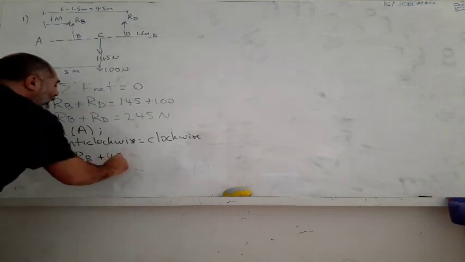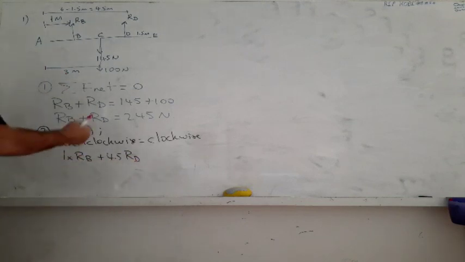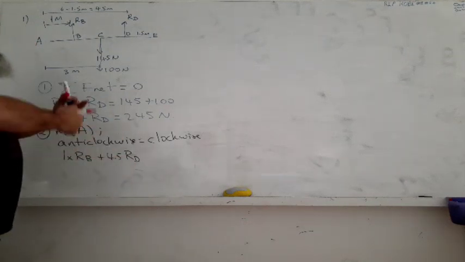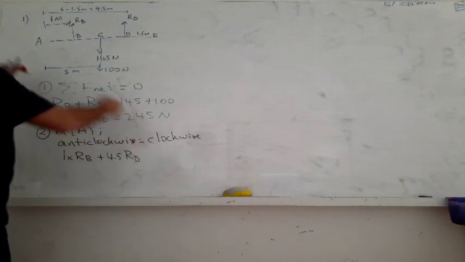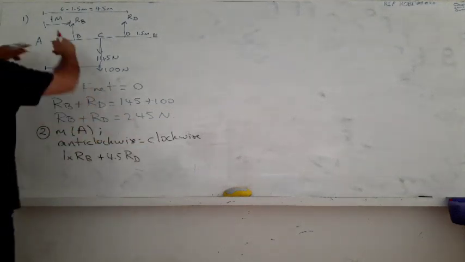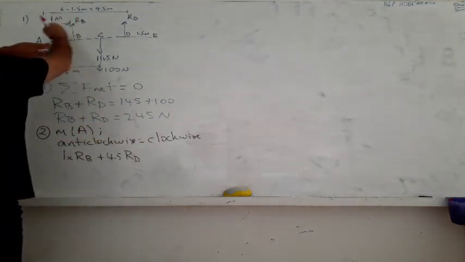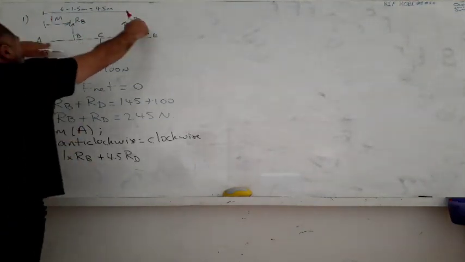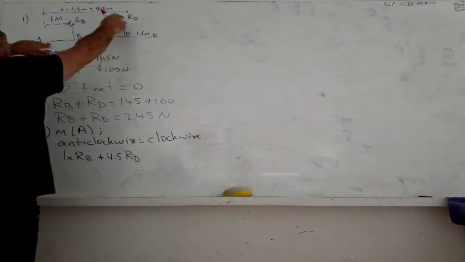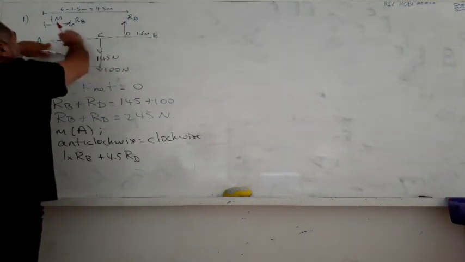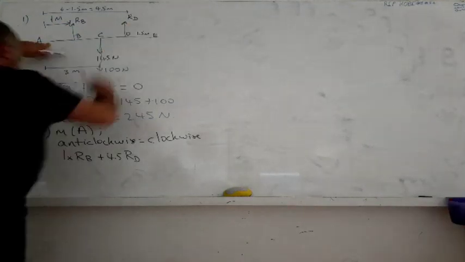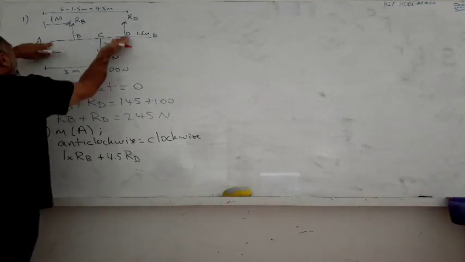Remember, moment has a simple formula. It is force times the perpendicular distance, or distance times the perpendicular force. We are taking moments about A, and the distance of RB is 1 meter from A, so it is 1 times RB, and the distance of D is 4.5 meters from A, so it is 4.5 times RD. And they have an anti-clockwise turning effect on the plank if the pivot is A.